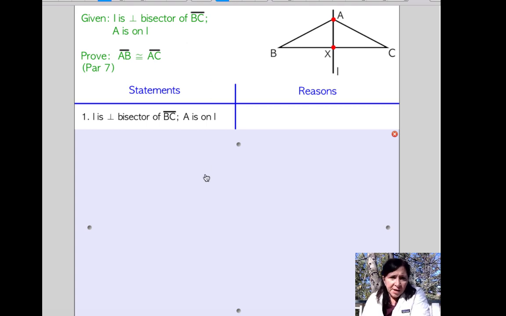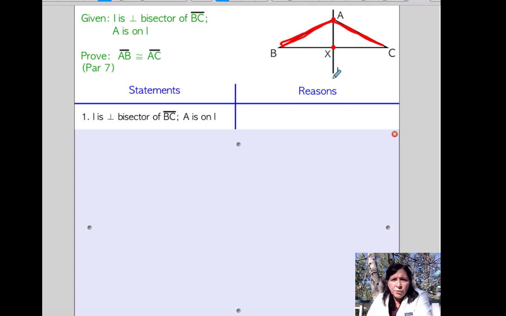There is the proof for perpendicular bisector. And this is something that you should pause your computer and work through. To prove that AB, this length here, your ultimate goal is to prove this is congruent to this right here.